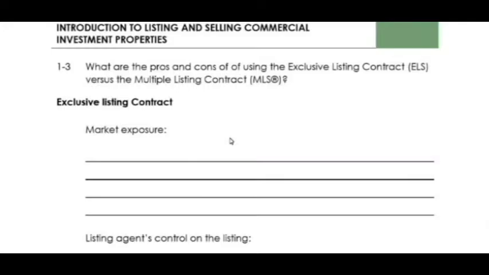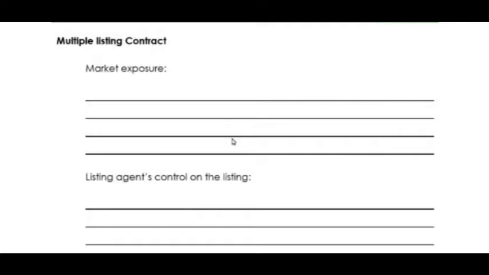1-3, what are the pros and cons of using the exclusive listing contract, ELS, versus the multiple listing contract, MLS? Exclusive listing contract: market exposure. So say something about that. Listing agents' control on the listing for the exclusive. Confidentiality, what about that for the exclusive? Rules and regulations on the listing, how about that for exclusive? So how about for the multiple listing contract? Market exposure, listing agents' control on the listing, confidentiality, rules and regulations on the listing.